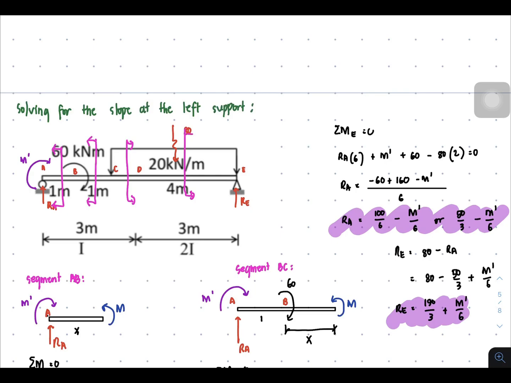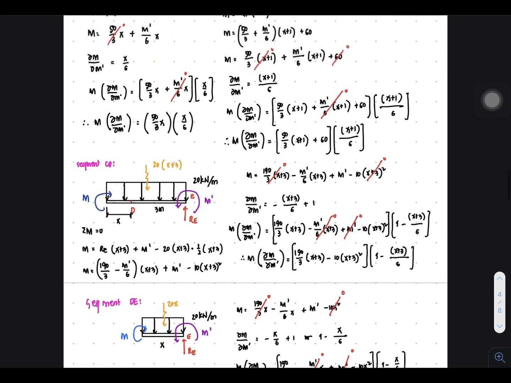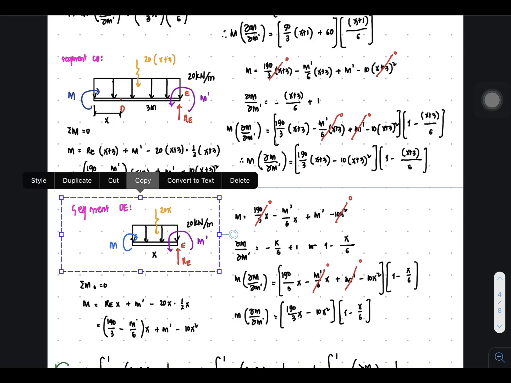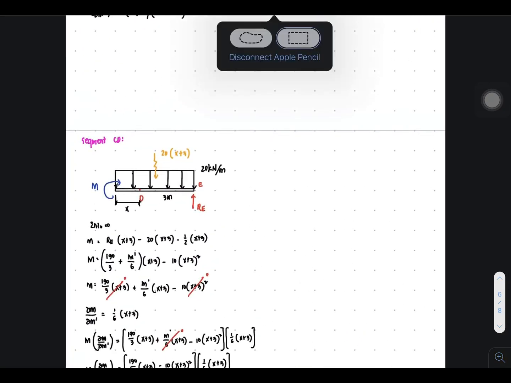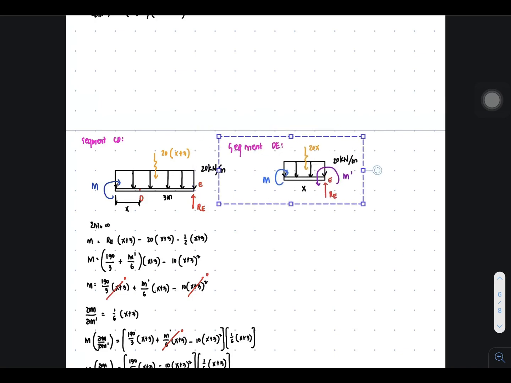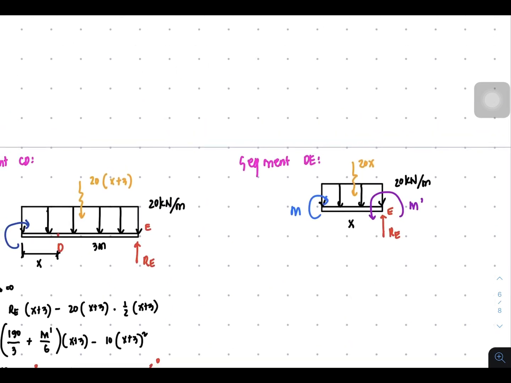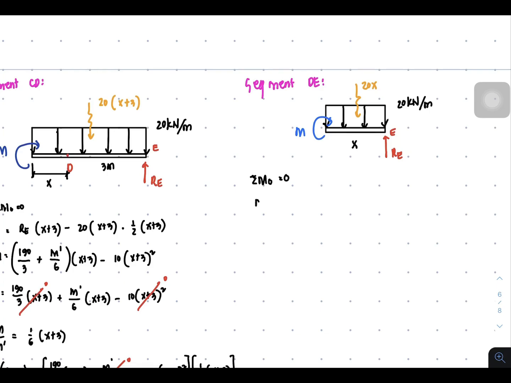For the segment DE, we will be cutting this through here and consider the right side. So let's borrow the segment DE from the previous here. This is the segment DE. And let's paste it here for segment DE. And then, of course, this is no longer part of the solution. And let's get the moment equation. So summation of moment at the point of cutting equal to 0.